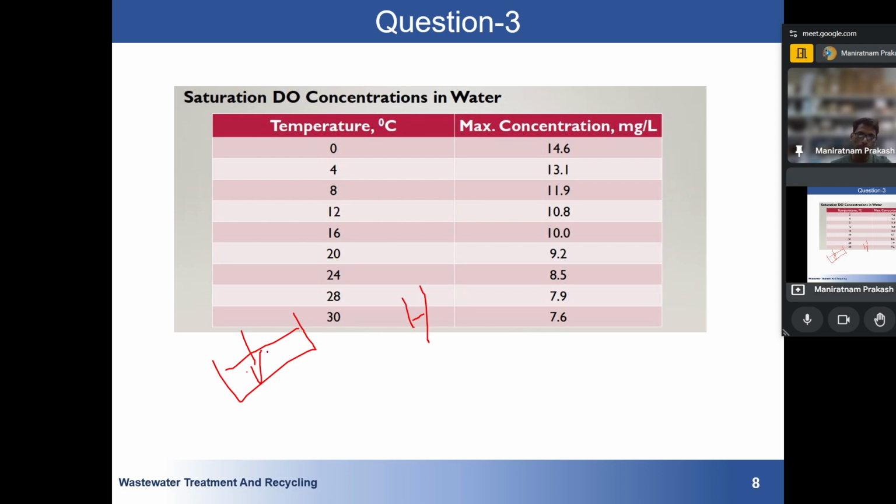So at low temperature, the movement of gas is very slow, so it will try to remain in the water. But as temperature increases, the air molecules get kinetic energy due to the rise in temperature, so they will escape the system. So dissolved oxygen is high at low temperature, but as temperature increases, dissolved oxygen decreases. Okay, so the correct answer for this question is 9 milligram per liter.